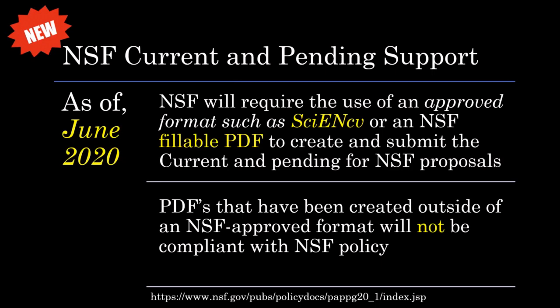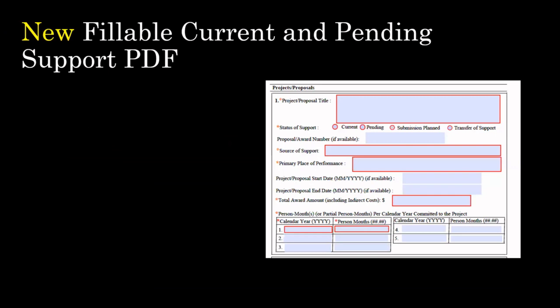Unfortunately, going forward from June 1st, PDFs that have been created outside of those 2 options will likely be rejected, and they will be outside of NSF policy, so we are to avoid those going forward. Between April and June 1st, those are still okay.